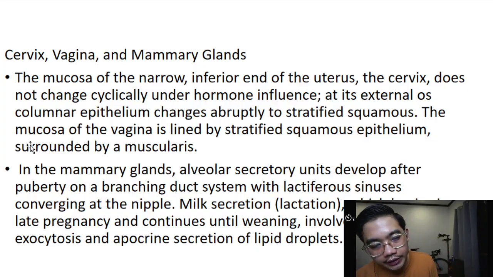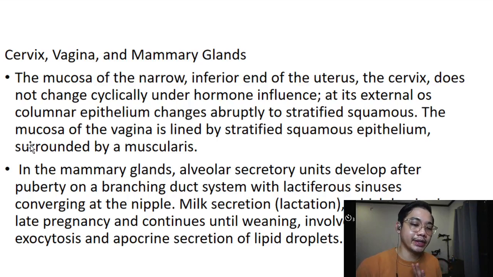So the mucosa of the narrow inferior end of the uterus, the cervix, does not change, no? So it is not sensitive to your progesterone and estrogen, no? And at its external os, the columnar epithelium changes abruptly to stratified squamous, no? So this is what you call the transformation zone. This is the area that we usually sample in pap smears. Always remember that because this is the area in which you commonly find squamous cell carcinoma. Not necessarily that, but there we find changes brought about by your human papilloma virus, HPV, which in turn may progress into carcinoma. So, it's a good screening, no?